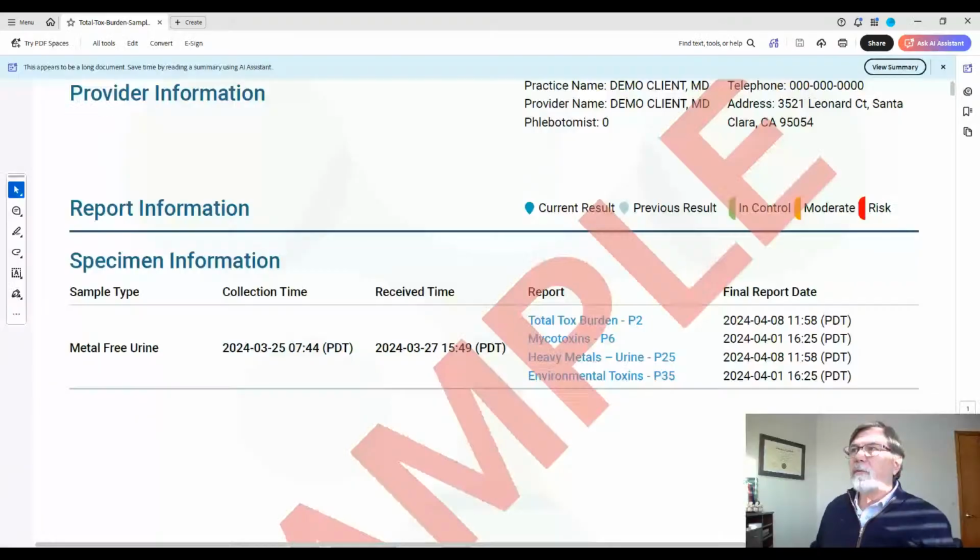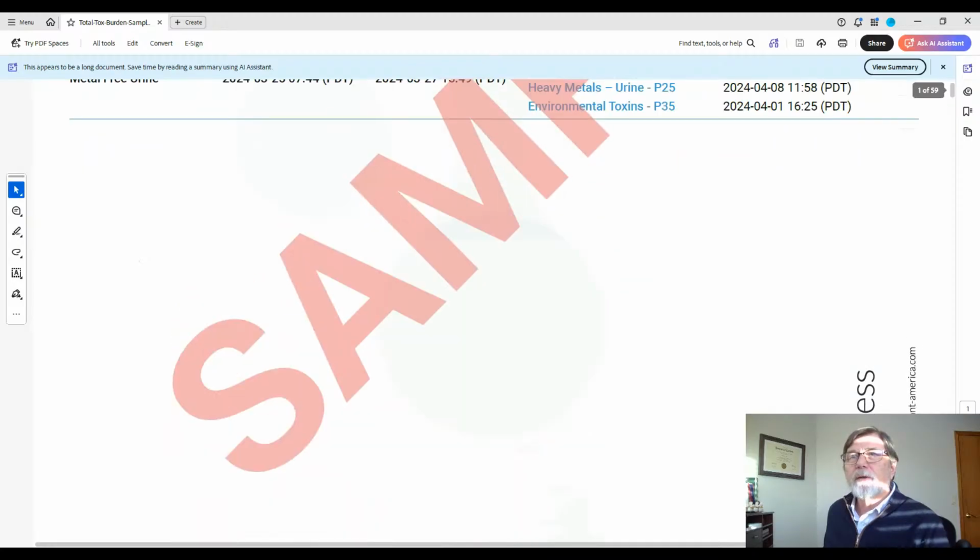Well, hi. I'm going to talk about the total toxic burden with organic acids. I did this a few days ago, and apparently everything was blank for some reason. So hopefully it will work this way. It appears to be working, and it appears to be moving.